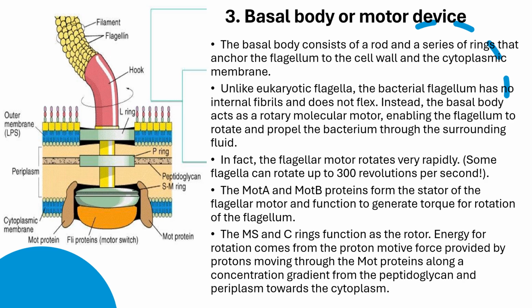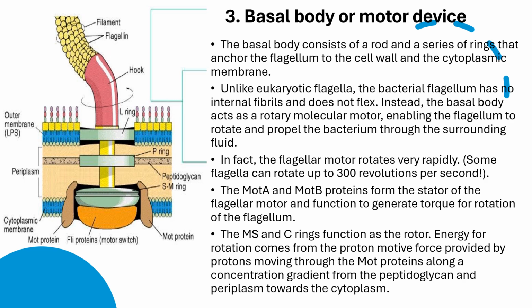In this diagram, you can observe the basal body spanning the outer membrane, periplasm and cytoplasmic membrane. It consists of a series of rings such as the L ring, P ring, MS ring as well as the C ring, which include two important proteins, MotA and MotB, and also another important protein called FliG, which acts as a motor switch. The basal body mainly consists of a rod and a series of rings which anchor the flagellum to the cell wall as well as the cytoplasmic membrane.